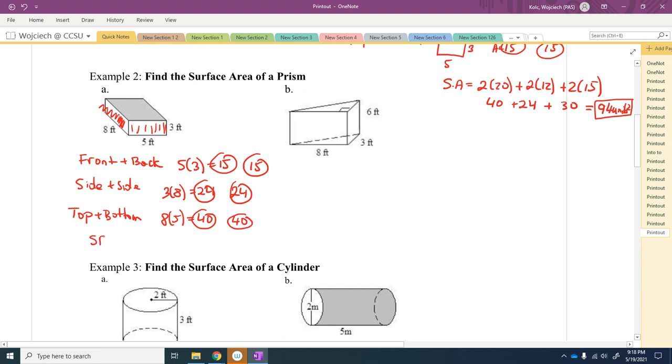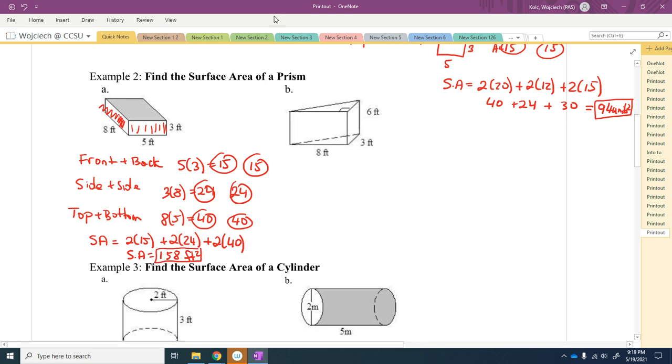So surface area, SA, will be 2 times 15 plus 2 times 24 plus 2 times 40. 2 times 15 is 30. 2 times 24 is 48. 2 times 40 is 80. So if you add the numbers, you get 158 square feet. So surface area would be 158 square feet.